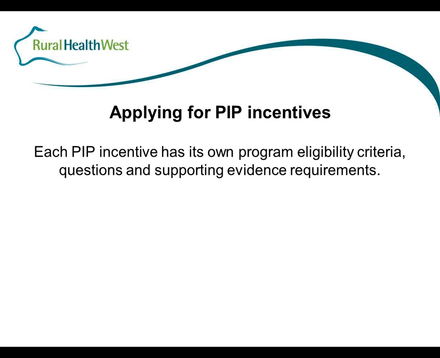Each PIP incentive has its own program eligibility criteria, questions and required supporting evidence. For example, in order to register for the eHealth incentive, a practice is required to meet each of the 5 requirements for the entire quarter prior to the payment month. These are to integrate healthcare identifiers into our electronic practice records, have secure messaging capability, use clinical coding for the majority of diagnoses, electronically transfer the majority of prescriptions, and apply to participate in the personally controlled electronic health record.